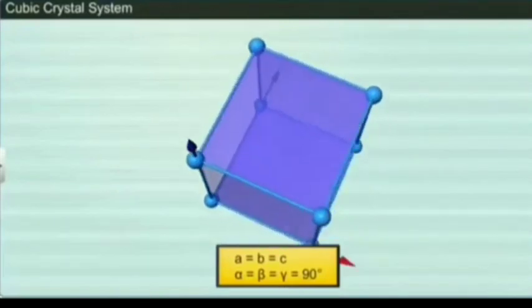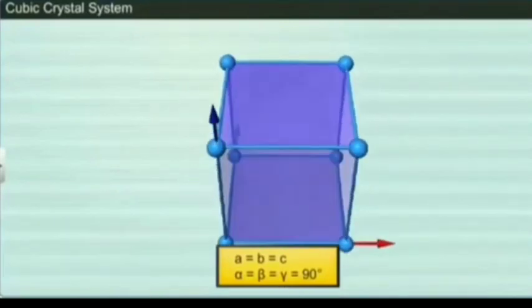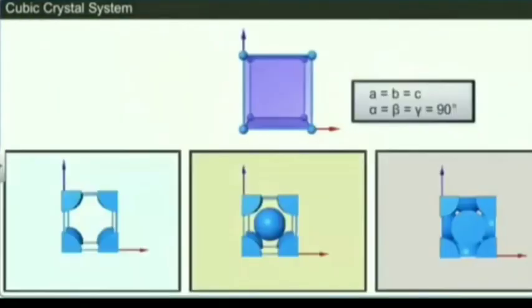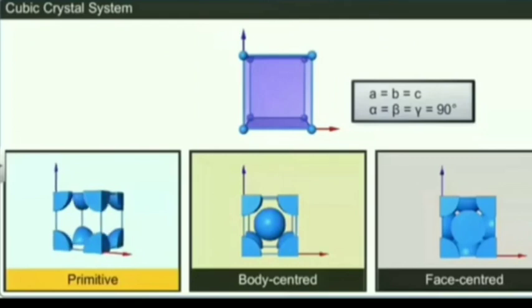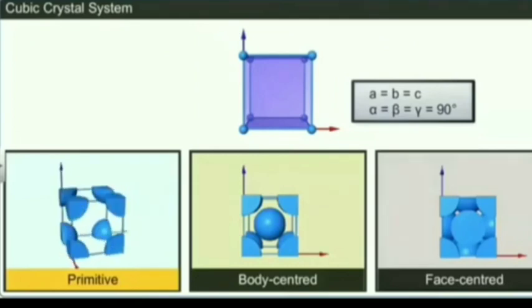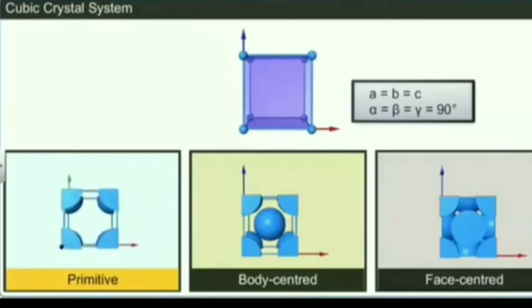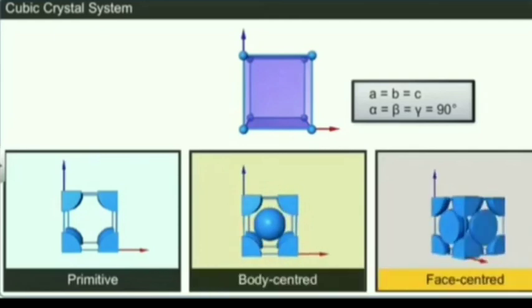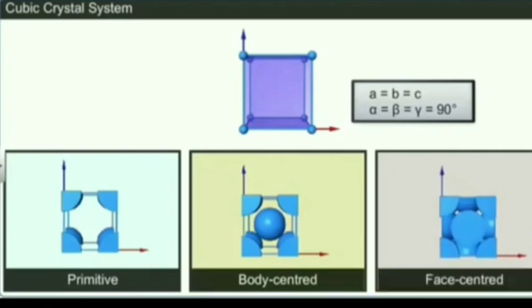First one, the cubic crystal system. In this, a is equal to b, which is equal to c, and alpha is equal to beta, which is equal to gamma, which is equal to 90 degrees. The possible variations are primitive, body-centered and face-centered. That means in nature, the cubic crystal system is seen in 3 versions.